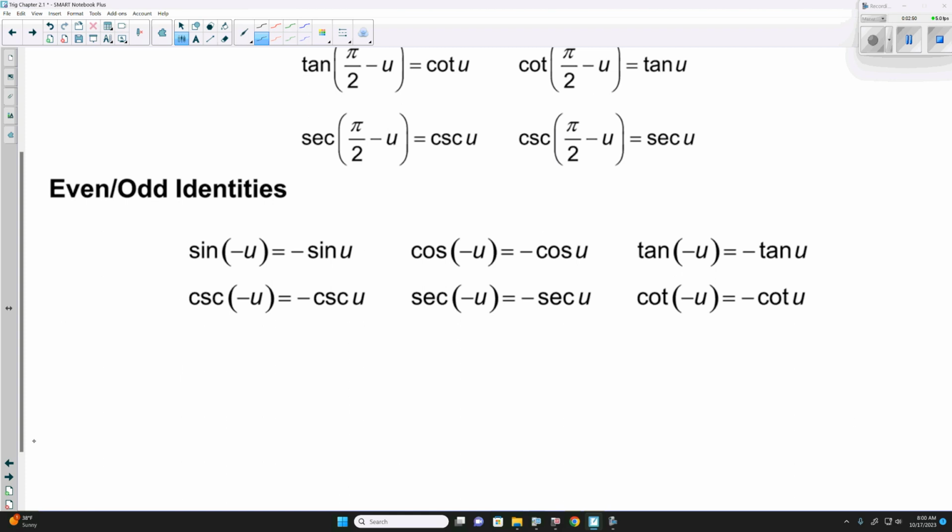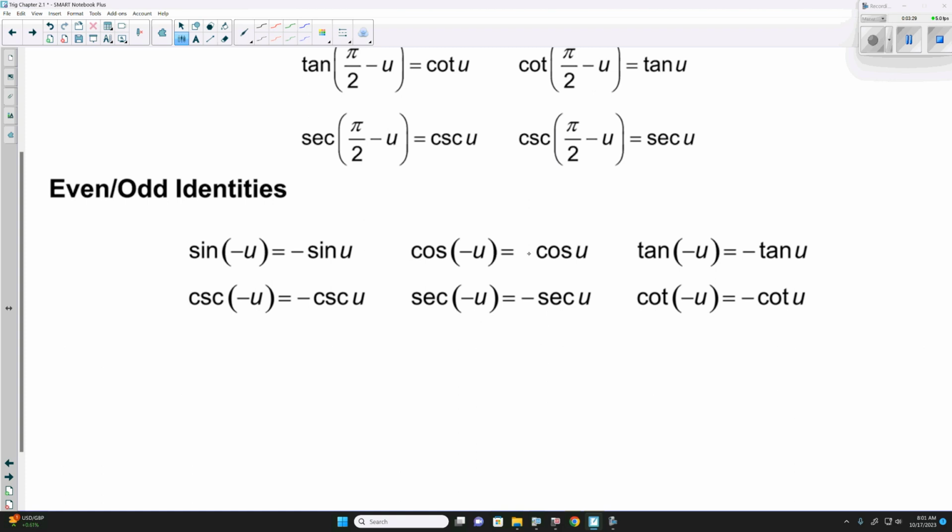We also have our even and odd functions. That sine of negative u is equal to negative sine of u. And cosine of negative u is equal to negative cosine of u. That is not right. Because cosine is an even function. Because it should be cosine of negative u is equal to cosine of u. I believe on that sheet there, yep. Cosine of negative theta is equal to cosine of theta.